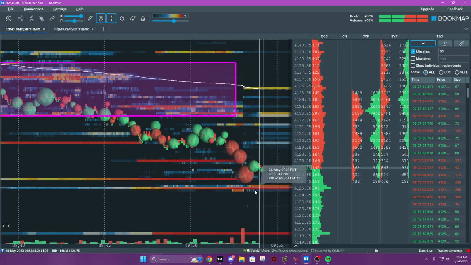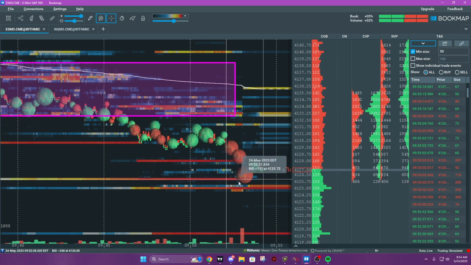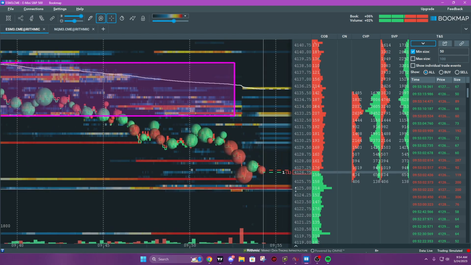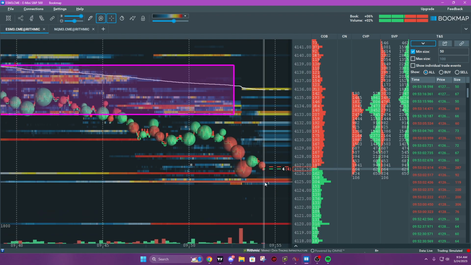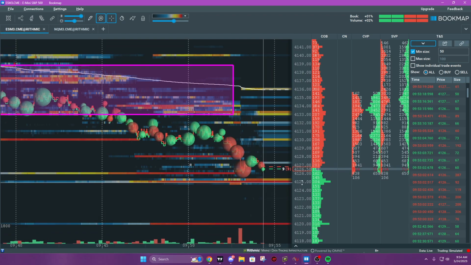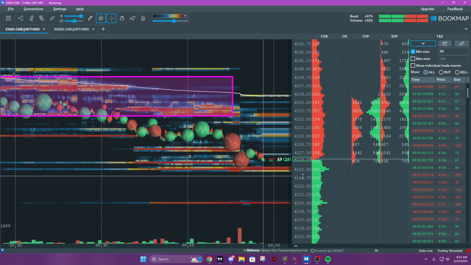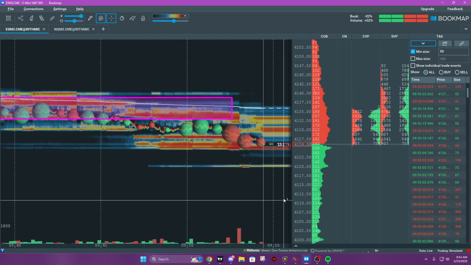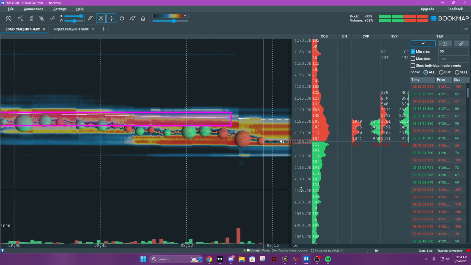Still have some orders at 41.25. These both got filled at 41.28, 41.26. To break 41.25, should head down to 41.20, and that's really the last thing holding us back for a little while, as you can see, right?